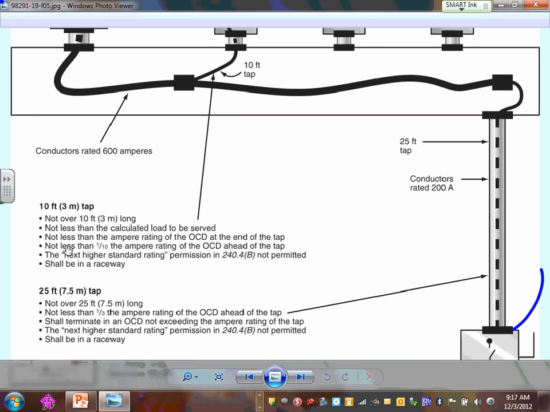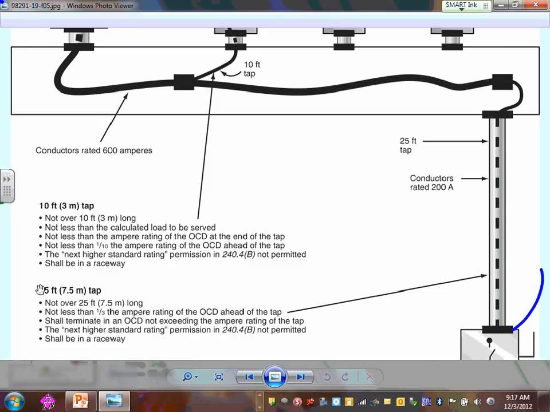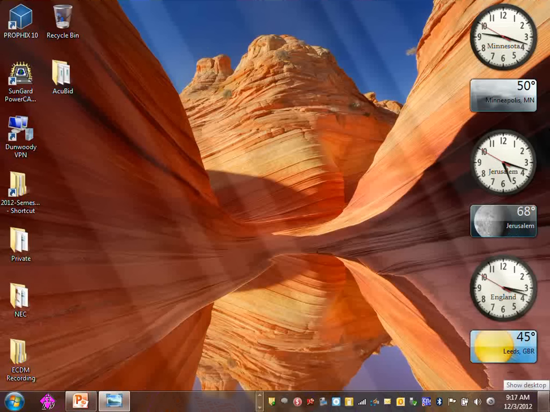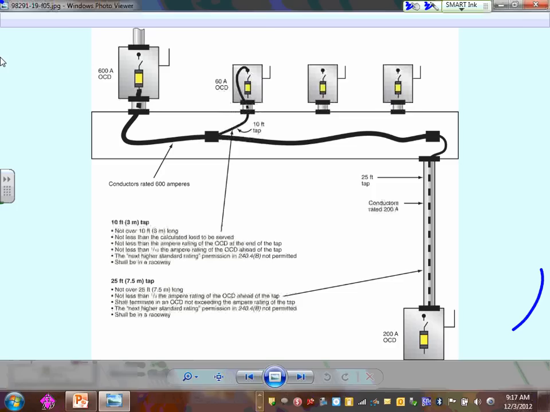Here are the rules for 10. I'm just going to go over the rules. Number one, I'm going to highlight it. If it's a 10-foot tap, this means it can't go more than 10 feet, makes sense, right? Number two, not less than the calculated load. Can you guys read them like this? Okay, so here's the 10. First, it can't be more than 10 feet. Second, the conductor ampacity cannot be less than the calculated load.